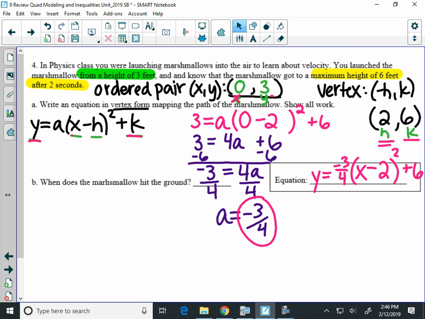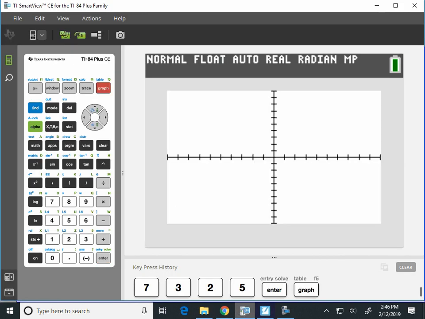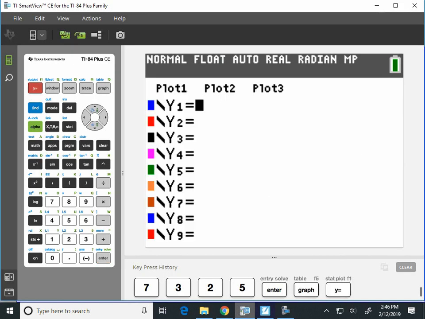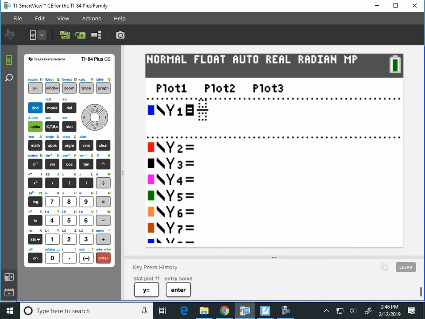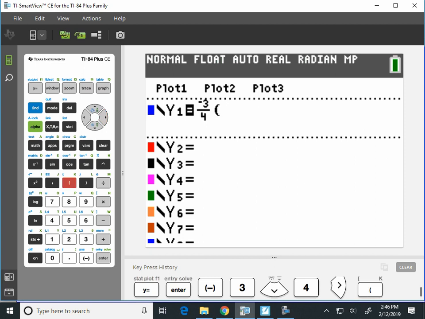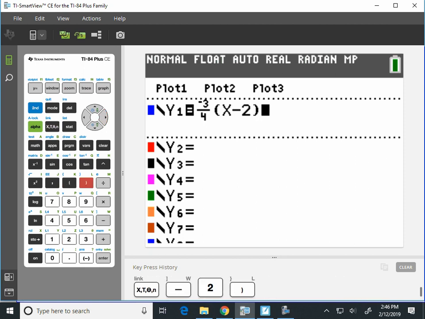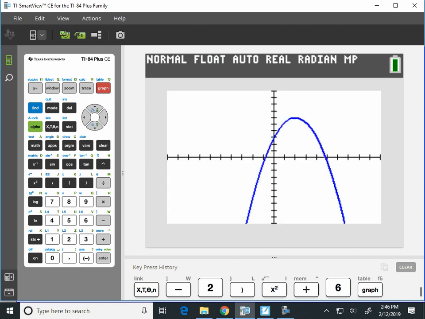Now the question is, when does the marshmallow hit the ground? And I can find that now by using the equation that I just wrote and typing it into my calculator. So we're going to go back to our calculator and we're going to go to y equals. Now in the y equals, you're going to type your equation. Right? So we have negative 3 over 4 times x minus 2, the quantity squared, plus 6. And you're going to graph it.